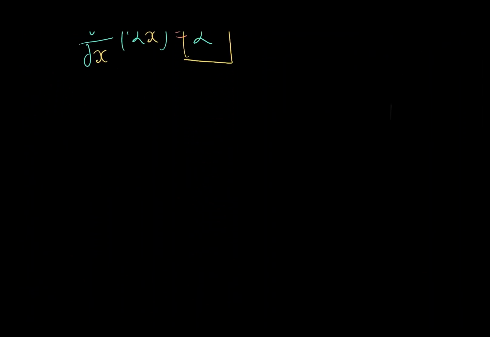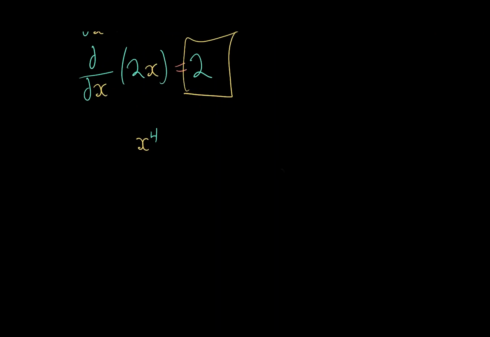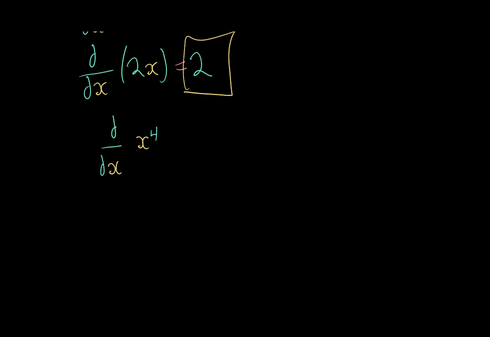So, if you were to take the function x to the power of 4, then if you took 5 derivatives of this, it would actually become 0. So that would be d over dx to the power of 5. This would collapse to 0.